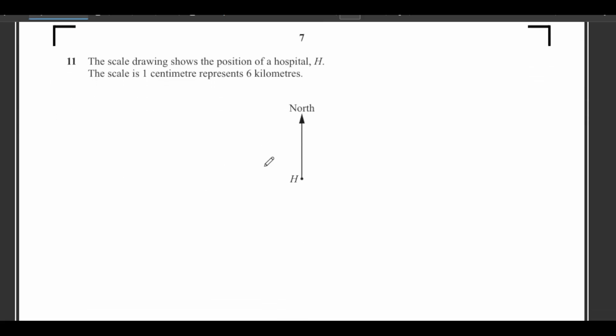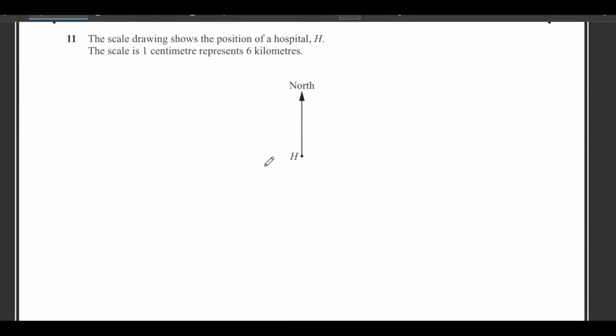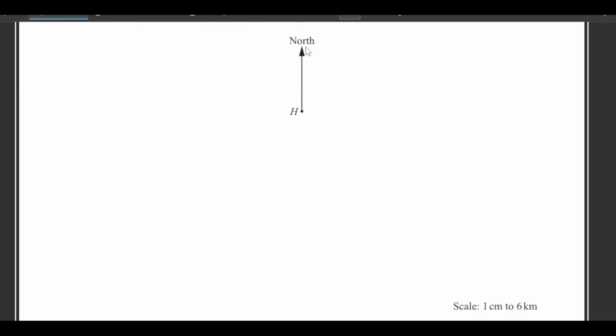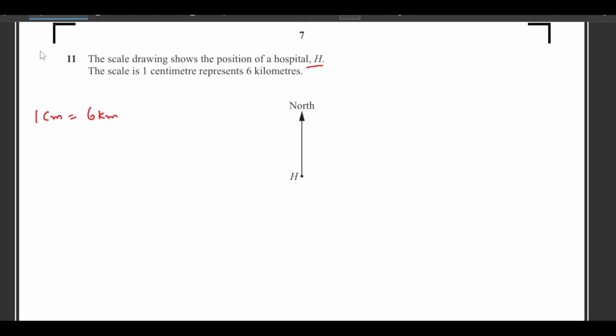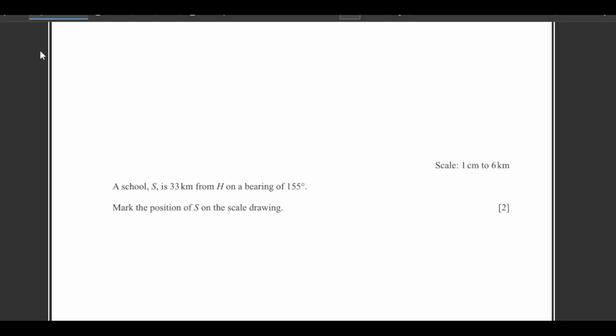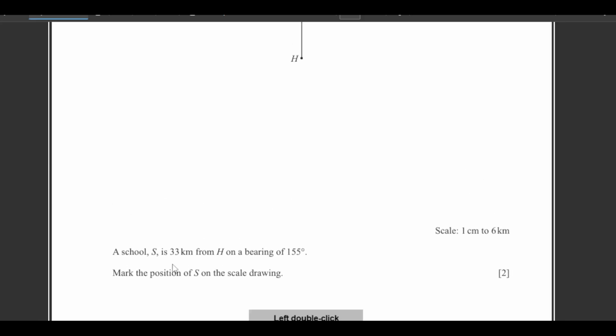Now number 11, the scale drawing shows the position of hospital H. If you see, this is hospital H. The scale is 1 centimeter represents 6 kilometers. I can write here 1 centimeter represents 6 kilometers, right? And then what is the question? A school S is 33 kilometers from H on a bearing of 155. So we need an angle of 155 degrees. Mark the position of S.